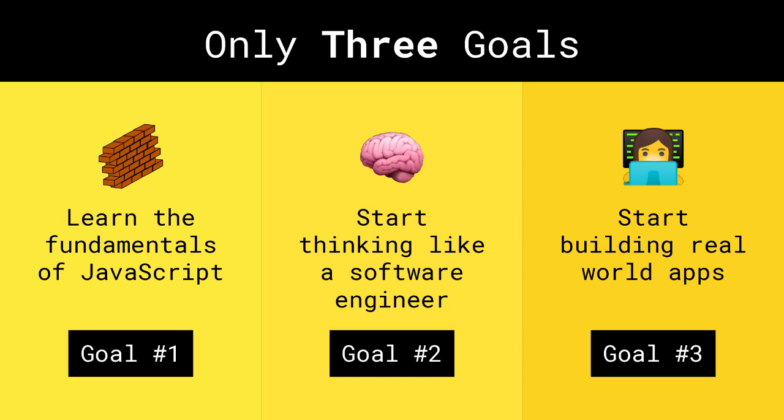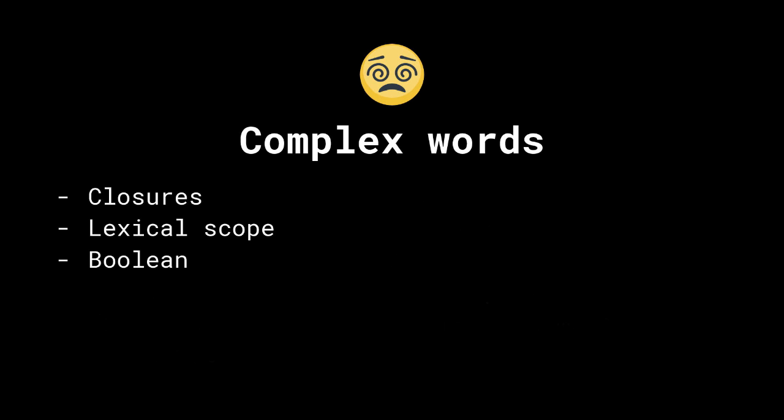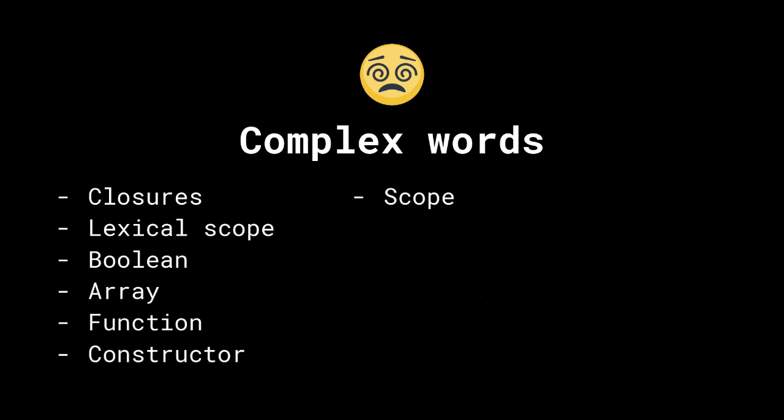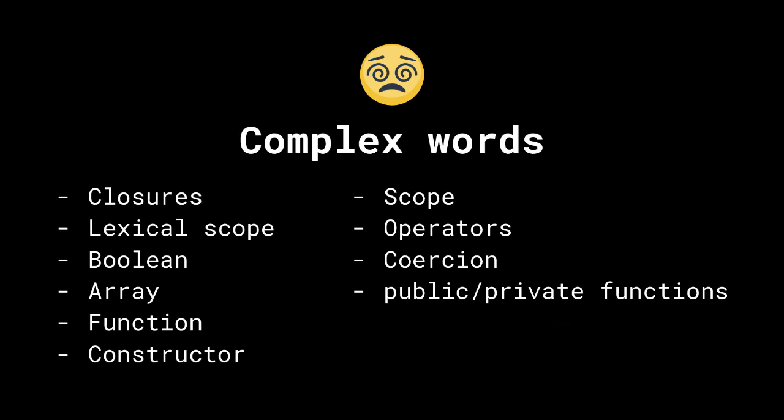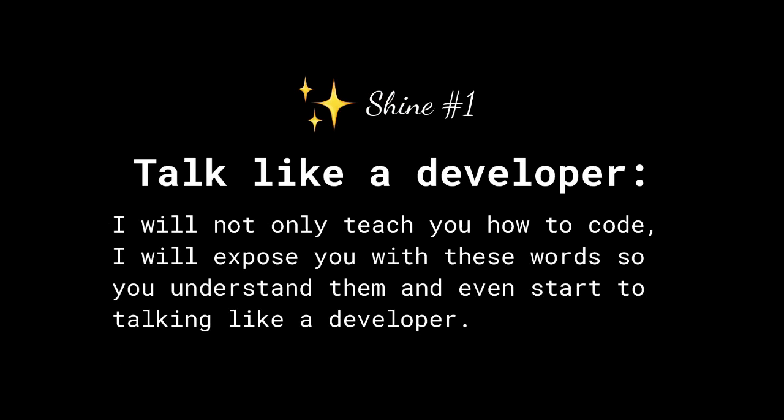When learning how to code, there are a few challenges that people encounter. One of the biggest challenges is that programming has a lot of complex words like closure, lexical scope, Boolean, array, function, constructor, scope, operators, coercion, public and private functions, and so much more. Now, the thing is that all of these terms look complicated, sound complicated, but if understood simply, they're very basic and simple. That's where this course shines. I will not only teach you how to code, but I will expose you with these words so you understand them and even start talking like a developer.